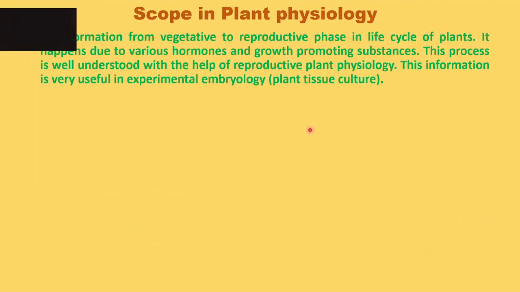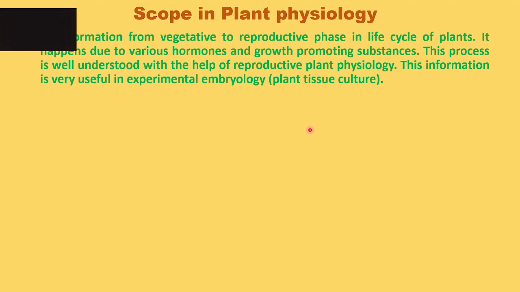Now, scope in plant physiology: how is embryology helpful in the plant physiology branch? So, the transformation from the vegetative to the reproductive phase in the life cycle of a plant happens due to various hormones and growth promoting substances. And this process is well understood with the help of reproductive plant physiology. This information is very useful in experimental embryology. So for the understanding of plant physiology, we must have the knowledge of embryology.